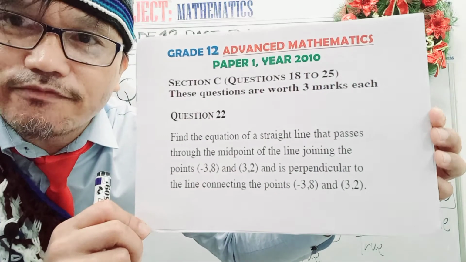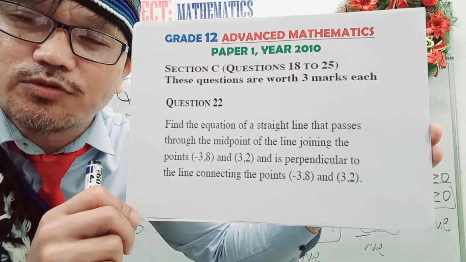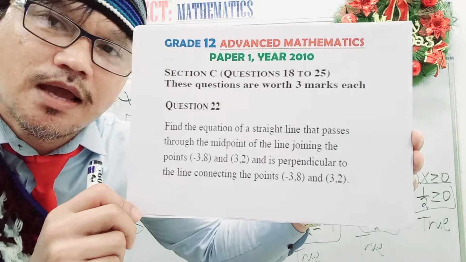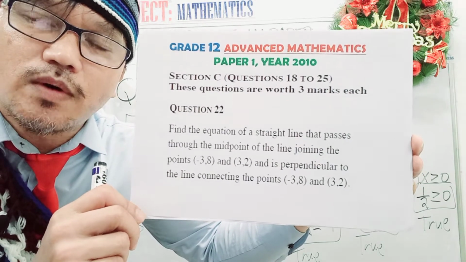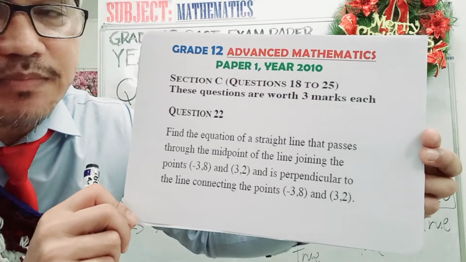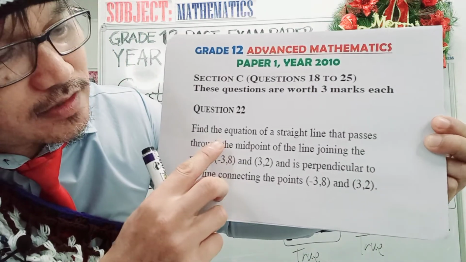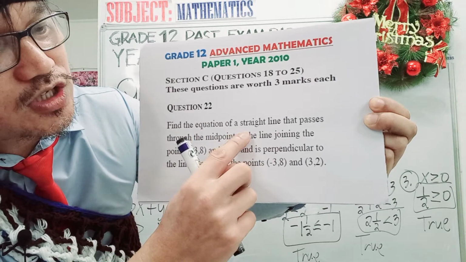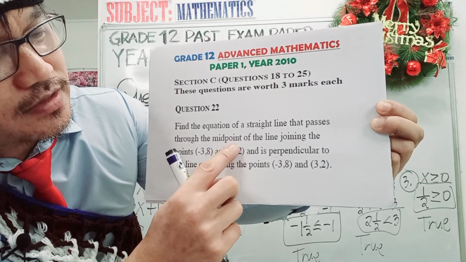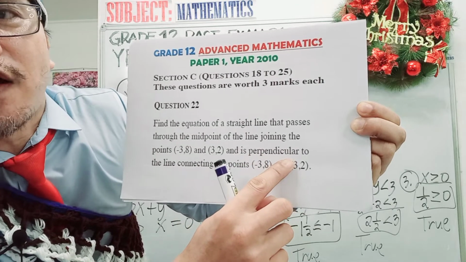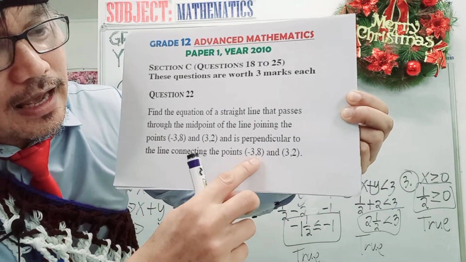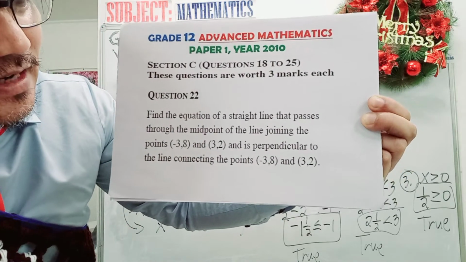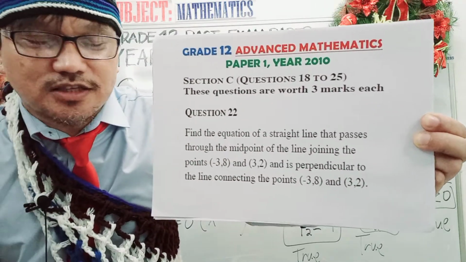Now, the technique for this kind of question is that it would be best for you to illustrate the given statement so that you have a picture of what is being asked and how you are going to solve it. Another technique is to always highlight what is being asked, and you are asked to find the equation of a straight line that passes through this point and at the same time is perpendicular to the line connecting these points. So let us begin with question number 22.